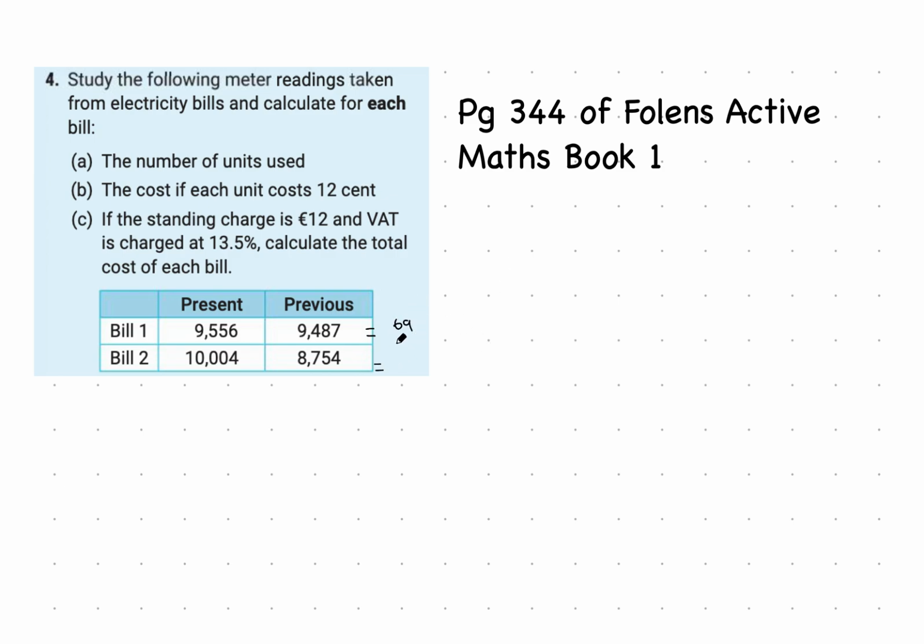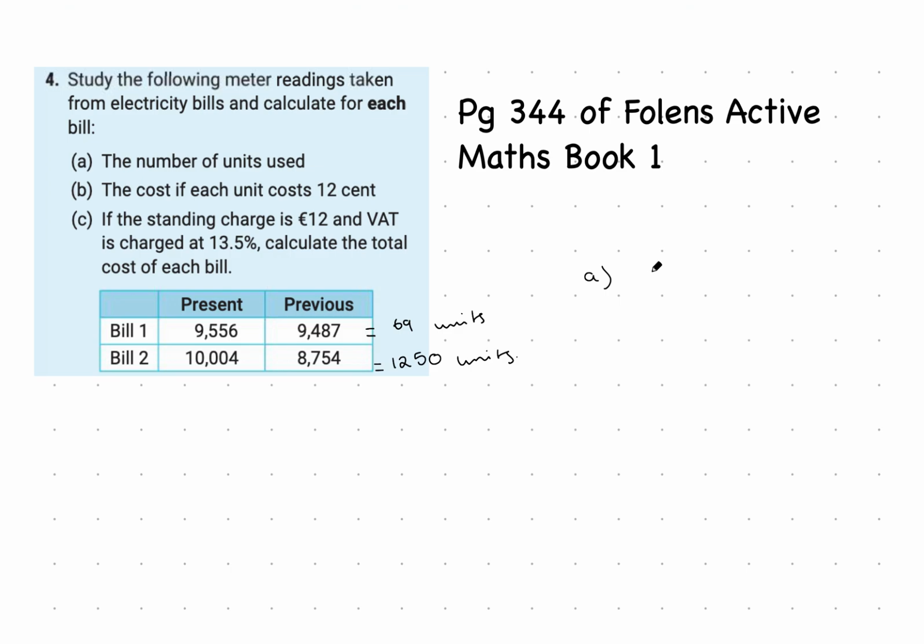And if I get the difference between 10,004 units and 8754 units, I get 1250. So these are the number of units we are talking about here. So that's part A, they wanted us to find the units.